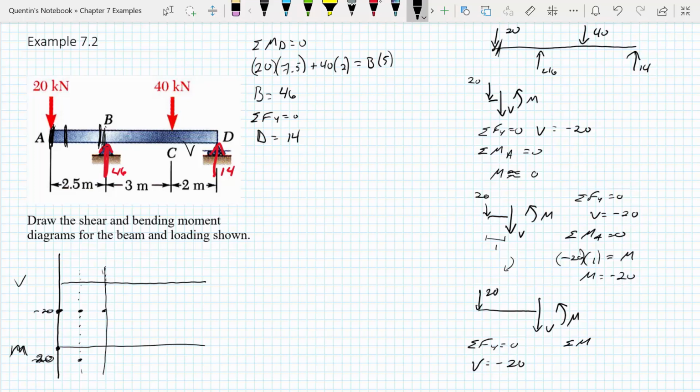If I take the sum of moments at A equals 0, what does that tell me? Now I have my minus 20 times that whole distance, which is 2.5 minus just a little bit, so it's just on the left side of that B, right? That's equal to my moment. So my moment at this point is 20 times 2.5, what is that, minus 50?